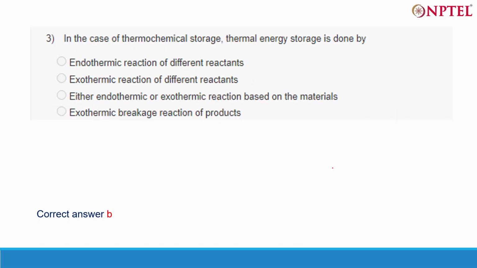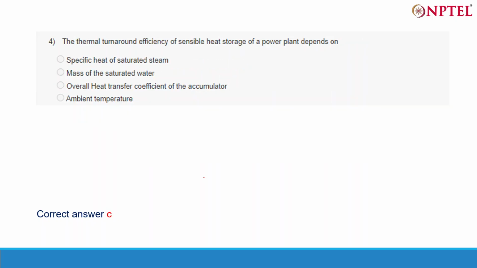In case of thermochemical storage, thermal energy storage is basically done by exothermic reaction of different reactants. Thermal turnaround efficiency of sensible heat storage of a power plant depends on, as we discussed for turnaround efficiency, the overall heat transfer coefficient of the accumulator.